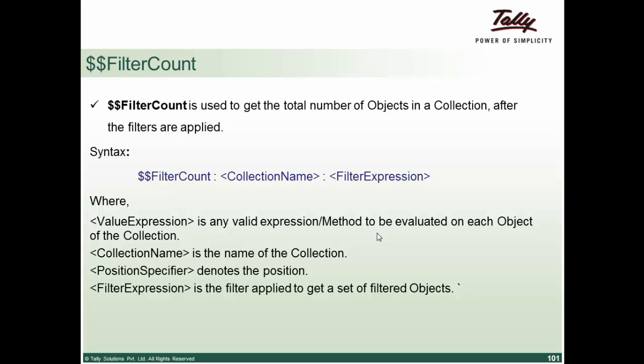Filter count is used to get the total number of objects in a collection after the filter is applied. So when I say num items, it will only count the items and return it. Filter count will help me to return the count based on a filter criteria. For example, I want the number of vouchers for party A. So I can say $filter count my collection name of type voucher. In my filter expression, I can validate whether my ledger name is equal to A. That's how the filter count works.